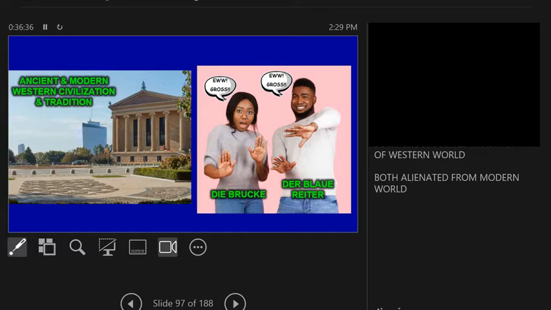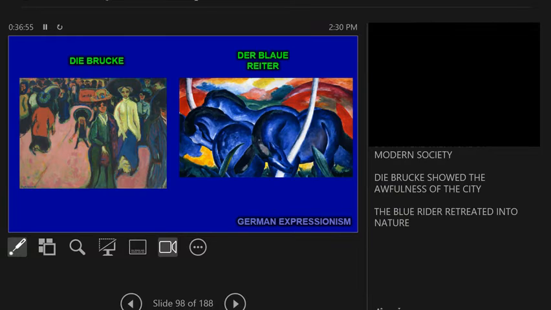Die Brücke and the Blue Rider both have some things in common and some things they are against. Both of them are against ancient and modern Western civilization and tradition. Both are skeptical of modern society, but Die Brücke points to what is wrong with modern society. Think about this painting of the street in Berlin. They're pointing to the things that are wrong. They're pointing to these women that are soulless. Modern art has made us soulless.